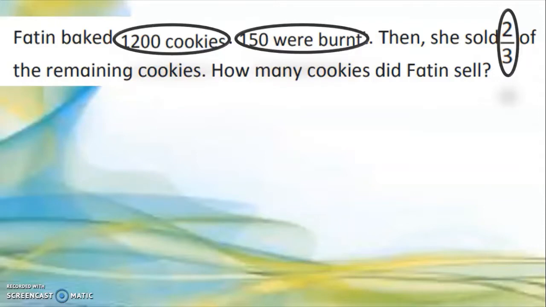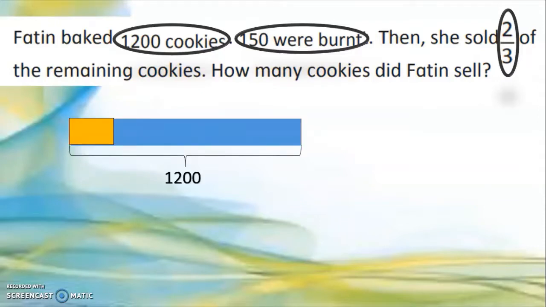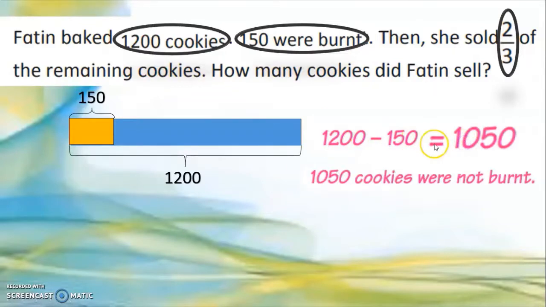So we're going to draw a model. So these are altogether 1,200 cookies. These 150 were burned. Okay? So we're going to find how many cookies were left. Of course, if it is burned, we already throw the cookies. So how to find how many cookies are left? So we're going to subtract: 1,200 minus 150 is 1,050 cookies that were not burned.